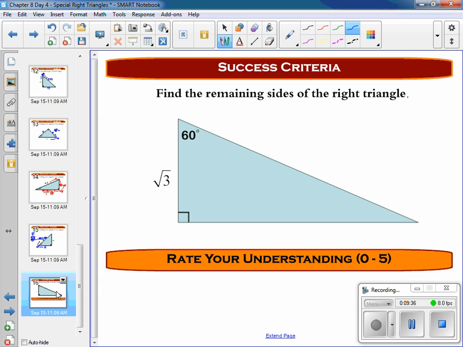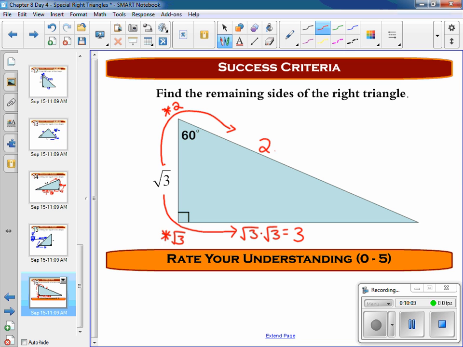Okay, now that we're back, I would like you to go from the shorter leg. We'll go from the shorter leg to the longer leg first. Remember, to go from the shorter leg to the longer leg, we multiply by the square root of 3. So here I have the square root of 3 times the square root of 3, which we just did a couple of slides ago, is just 3. And then to get from the shorter leg to the hypotenuse, we multiply by 2. So we get 2 times the square root of 3.